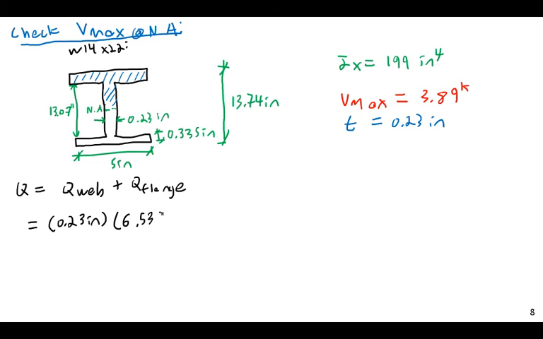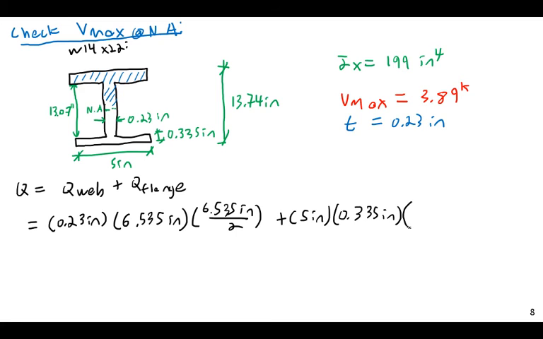6.535 inches times 6.535 inches over 2, plus 5 inches times 0.335 inches, times, this is just a calculation of the centroidal distance, 0.335 over 2 plus the height of the piece of the web that we have, this half of this, plus 6.535 inches.